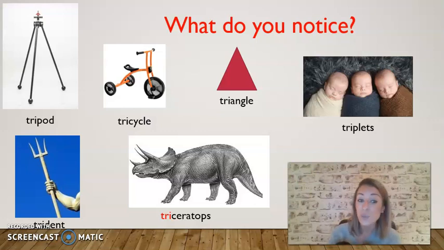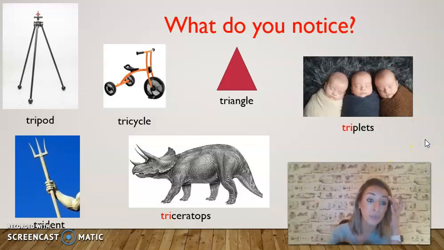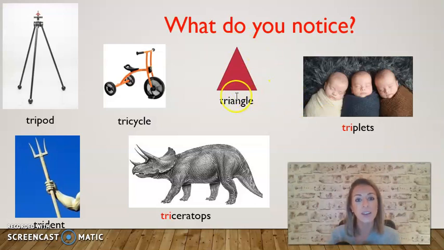So, all of these words have try in them. You can see down here that I have highlighted the try. And try actually means 3. So this Triceratops here, he's a dinosaur, he has 3 horns. The try in triplets, well, there are 3 of them. So triplets are babies that are born in 3s. Triangle, well, it's got 3 angles, one here, and one here. A tricycle has got 3 wheels, 1, 2, 3.